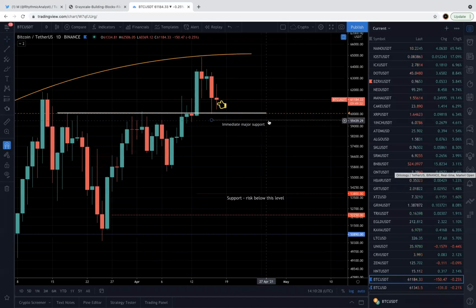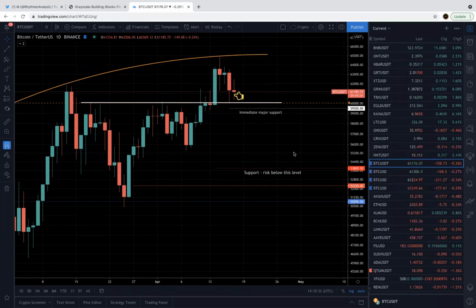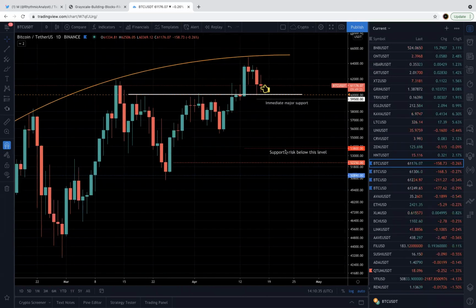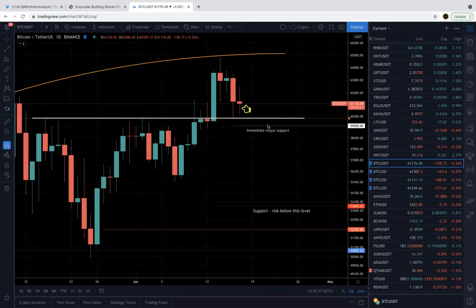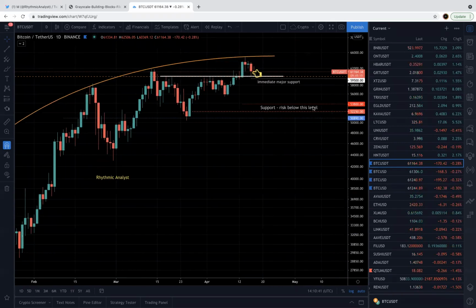Okay, let's start with Bitcoin. So there are two views I have. One is this simple view where I added these two levels. These are important levels. So let's understand the structure of it.